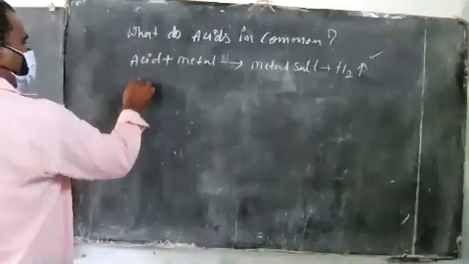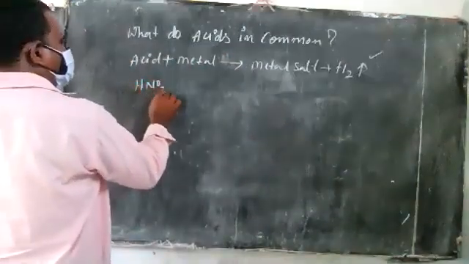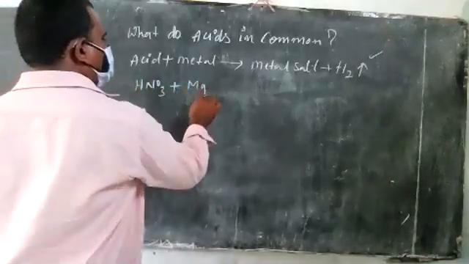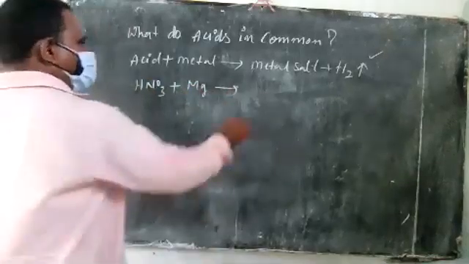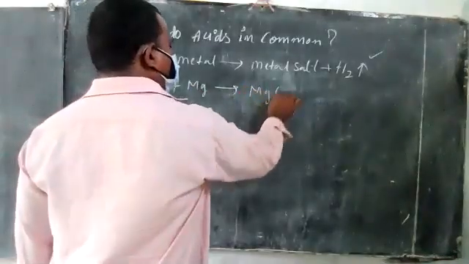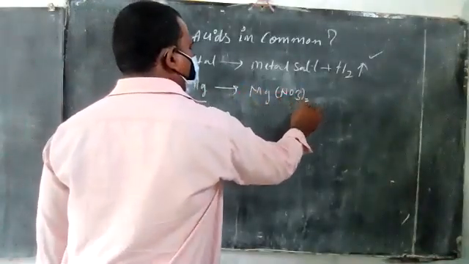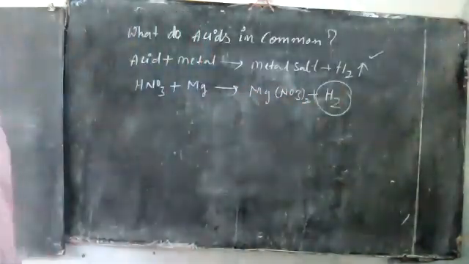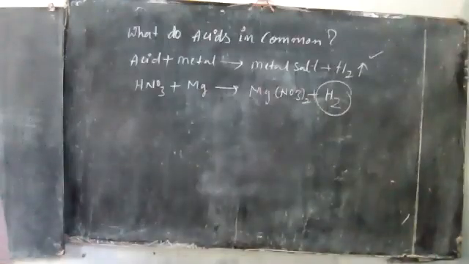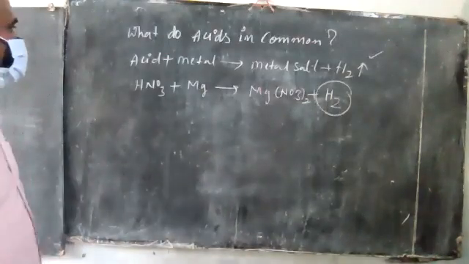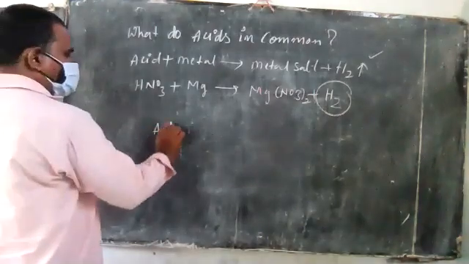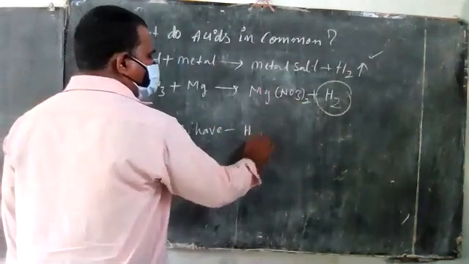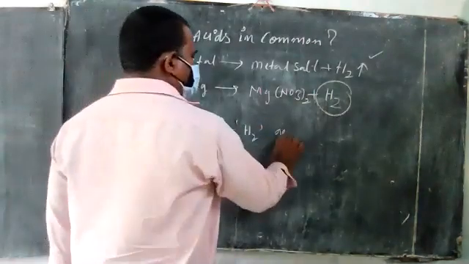Acid means suppose you take nitric acid, any acid. Metal means you take magnesium. Then magnesium nitrate, this is the salt. Generally hydrogen gas is released. So that's why acids have hydrogen in common.